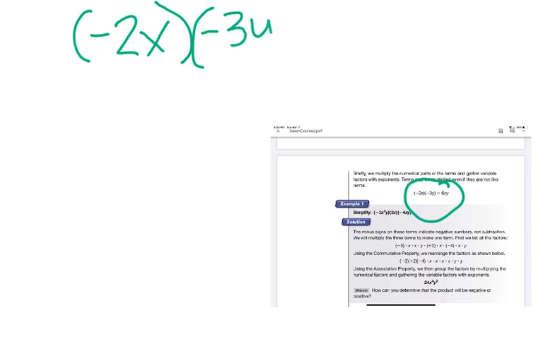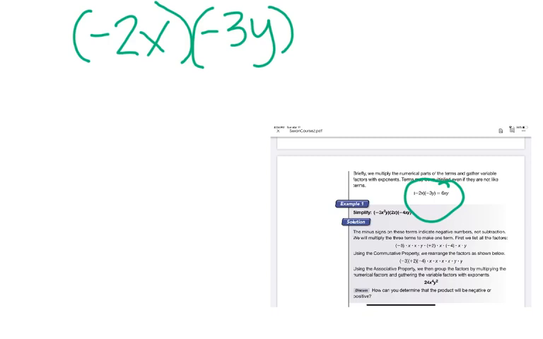Okay, so here we have negative 2x multiplied by a negative 3y. So they're throwing negative signs at you now. Okay, so again, this is just negative signs. They're not saying that we're subtracting anything here. They're just saying that these are negative numbers being multiplied by each other.